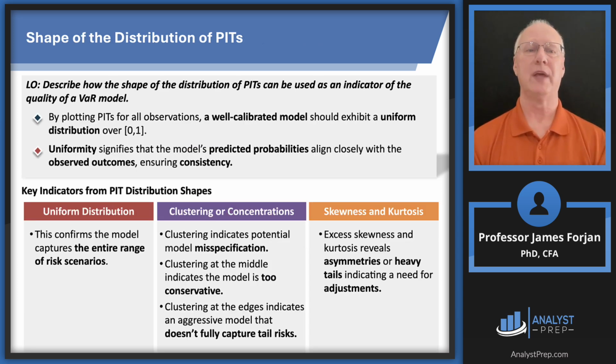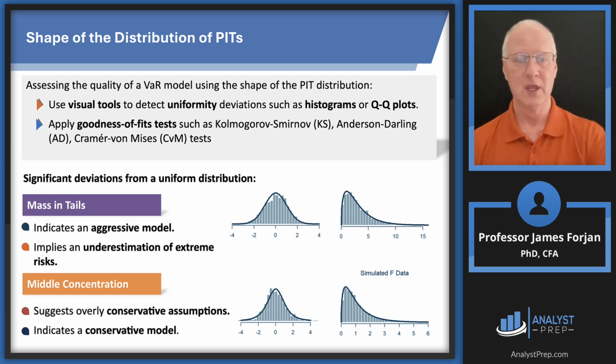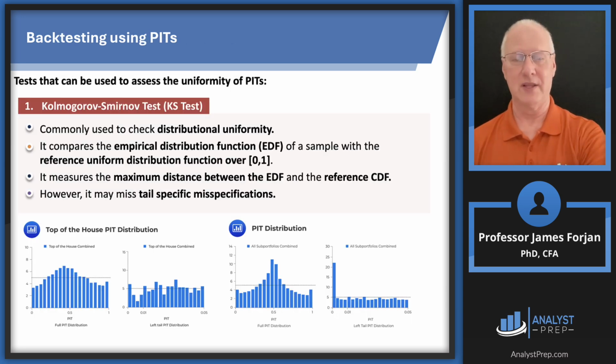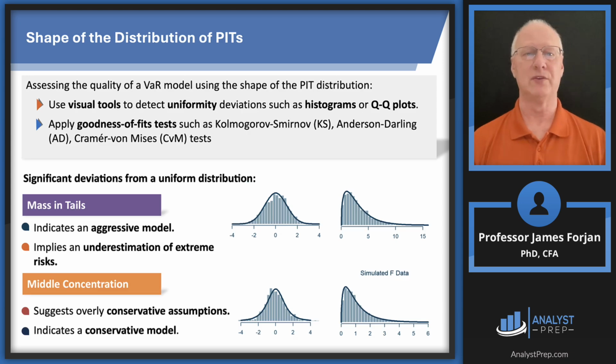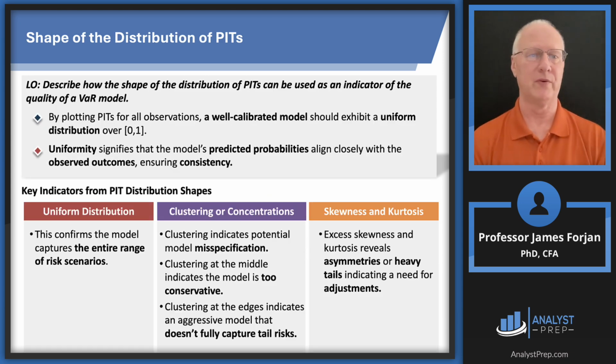All right, how about the shape of the distribution? How can that be used as an indicator of the quality? This is just what I was talking about a second ago. And here, let me go ahead and show you this. Not these, but these things down here, I'm going to show you when we look at that KS test in just a second. So just bear with me. By plotting these, a well-calibrated model should exhibit the rectangle, right? And that should make perfect sense.